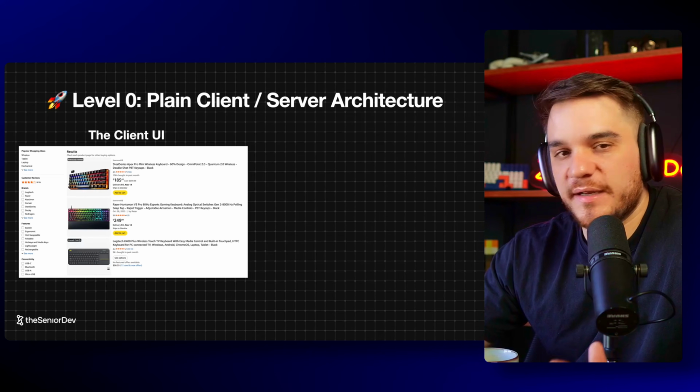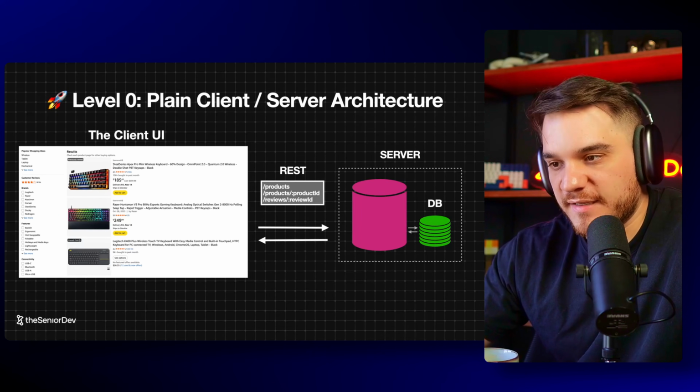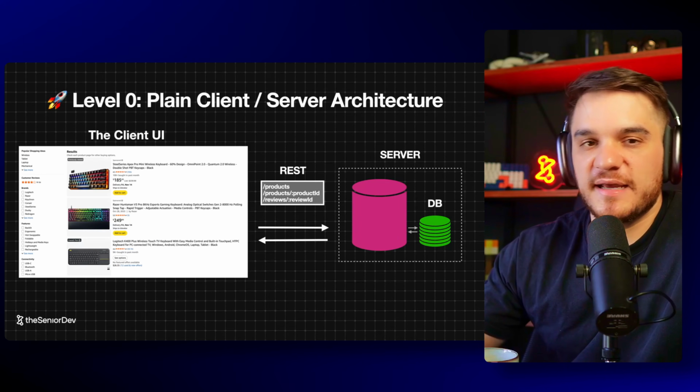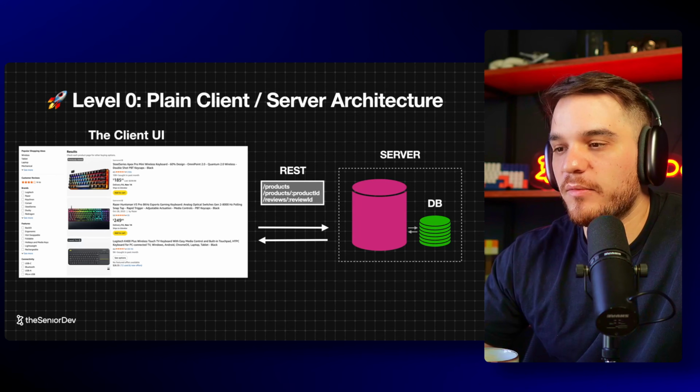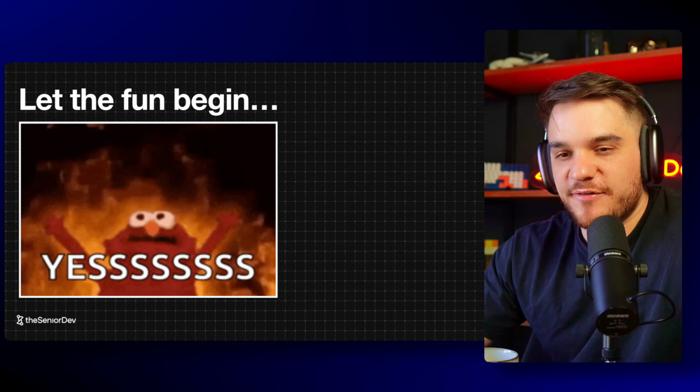Now let's recap. You can satisfy most of your functional requirements with a very simple plain client-server architecture where you have your client UI, that would be our front end, some REST interface, and a very simple backend. The problem with this architecture is that it doesn't scale too well, and as we start adding non-functional requirements, we will need to refactor or change our components altogether. So let the fun begin.